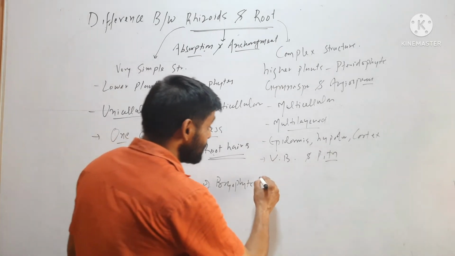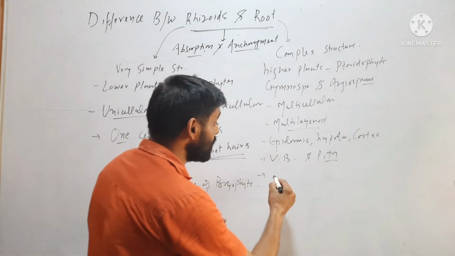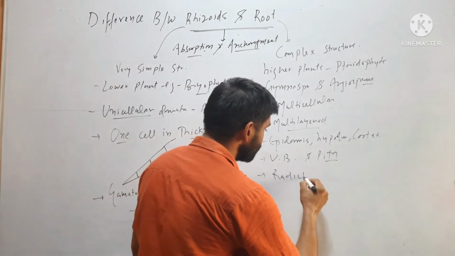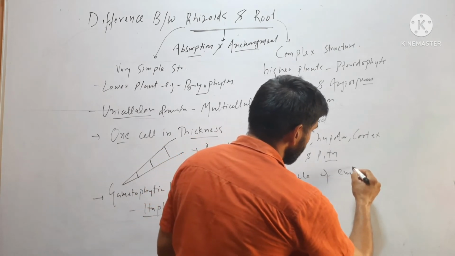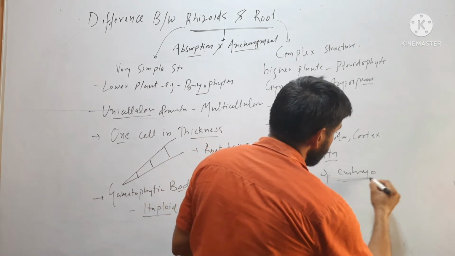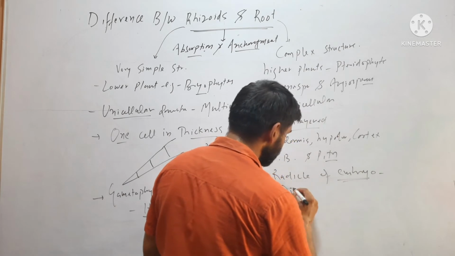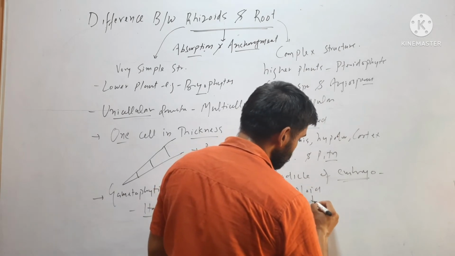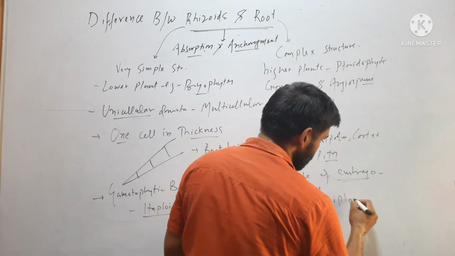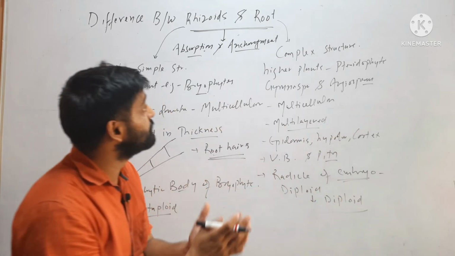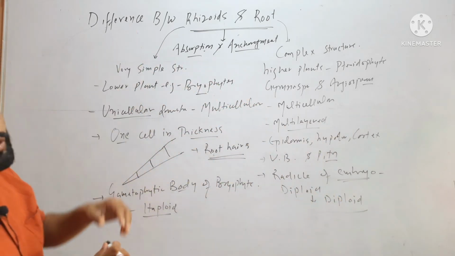It arises from the radicle of the embryo, and we know that the embryo is diploid. So it is always diploid. So this is the difference between root and rhizoid.